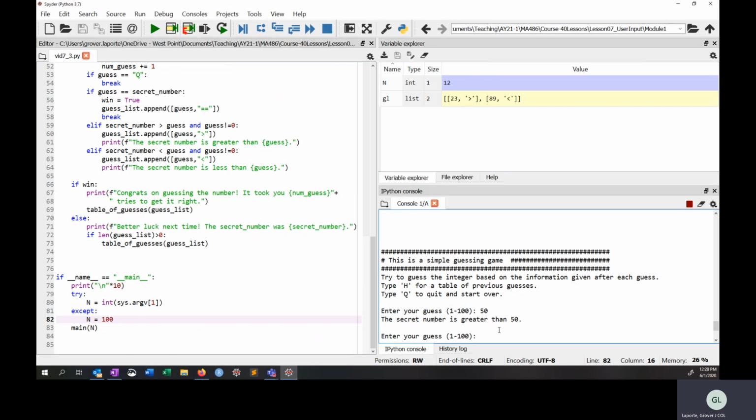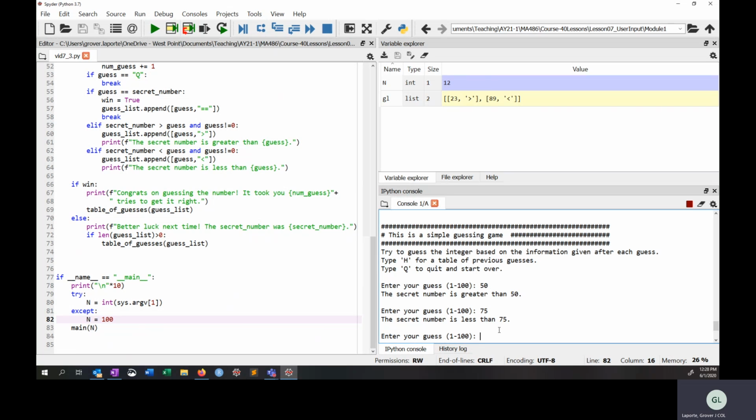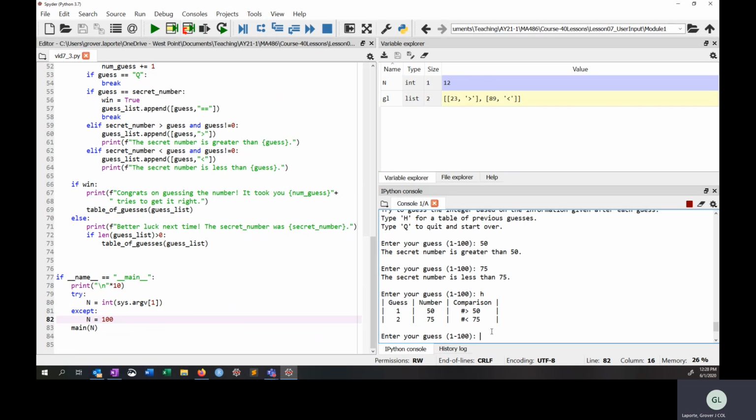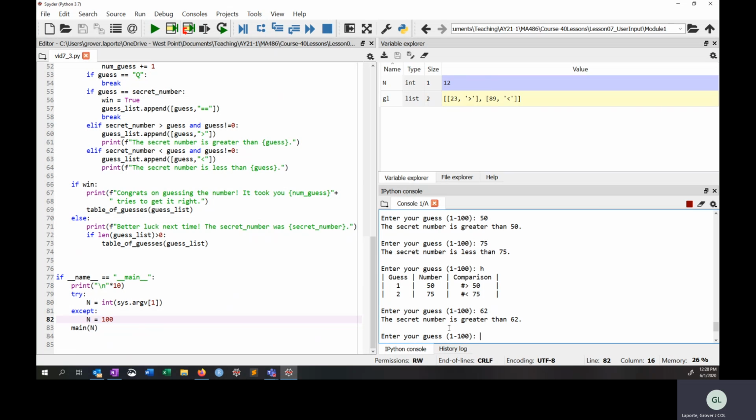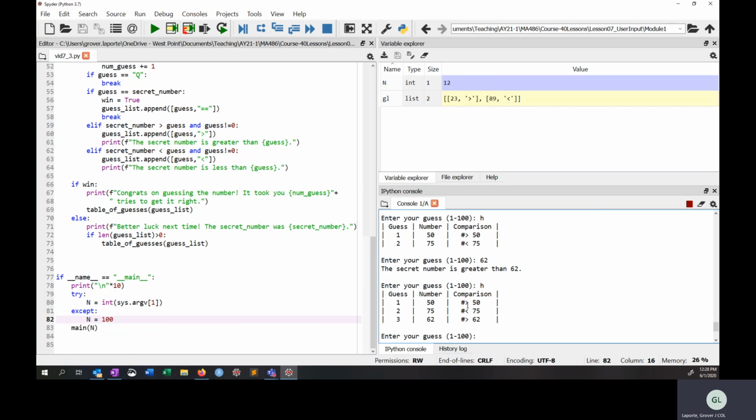So the number's greater than 50. If I can't remember all of the clues that it gave me, this thing will sum it up for me. So I can come here and say, well, the number is between 50 and 75. So maybe 12. Let's see, it's 25 in between those. 12, 62 would be the next number. Number is greater than 62. So let's get a hint. So now we find out that we were between 75 and 62. And there's what, 13 in between those.